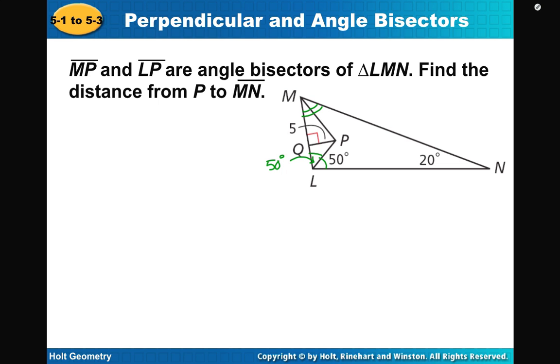Okay, find the distance from P to MN. So how far is P from side MN? They don't have a perpendicular drawn in there, do they? If you want to see one, I don't know, let's estimate. Is it maybe about there? So what's the length of that segment?